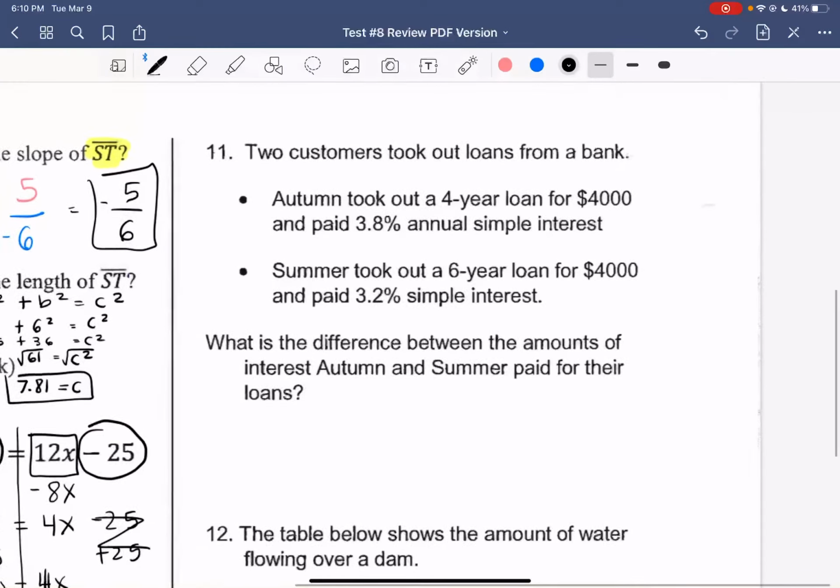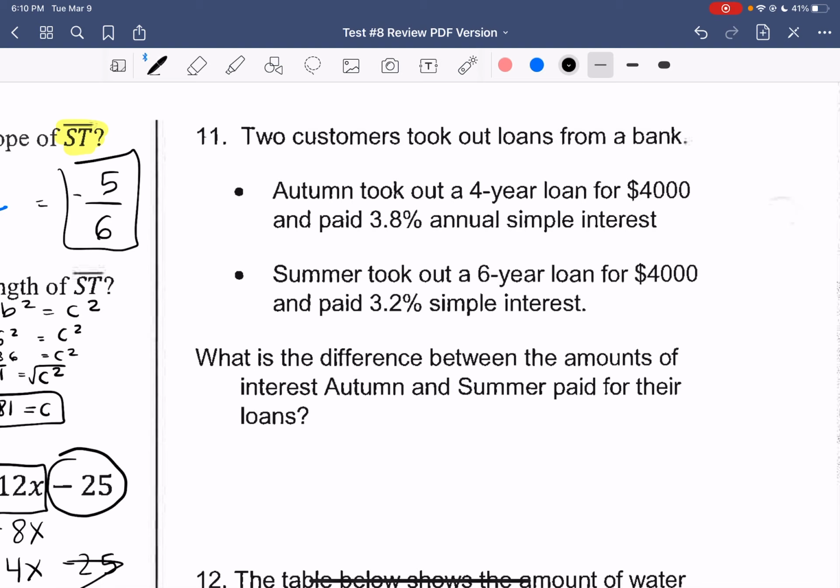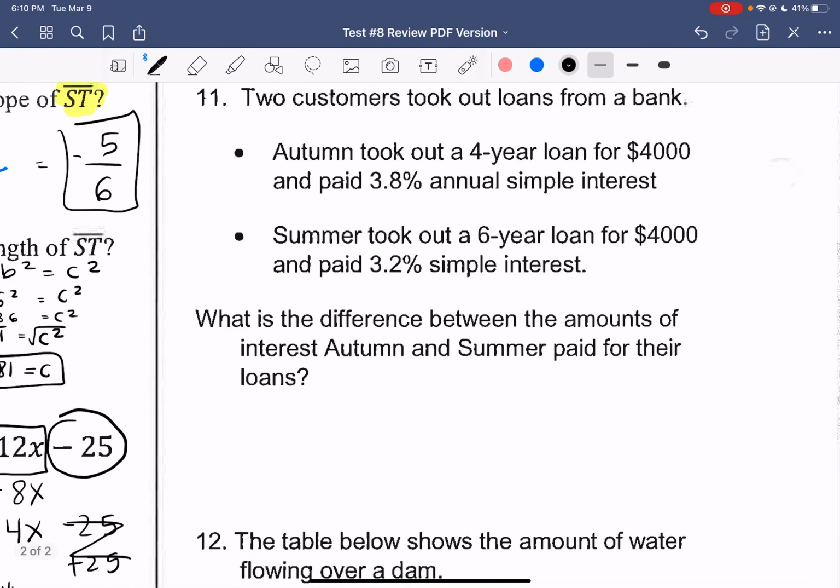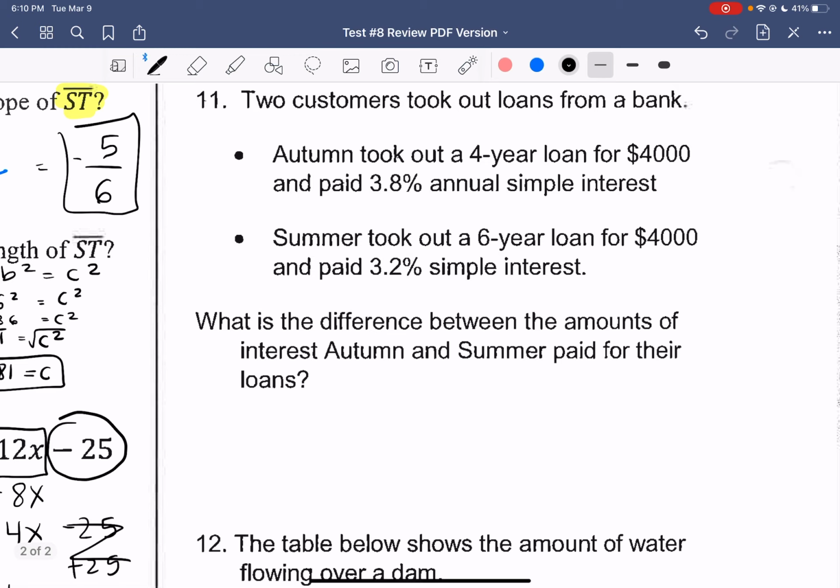All right. 2 customers took out loans from a bank. Autumn took a 4-year loan for $4,000 and paid 3.8% annual simple interest. Summer took out a 6-year loan for $4,000 and paid 3.2% interest. What is the difference between the amounts of interest Autumn and Summer paid for their loans?